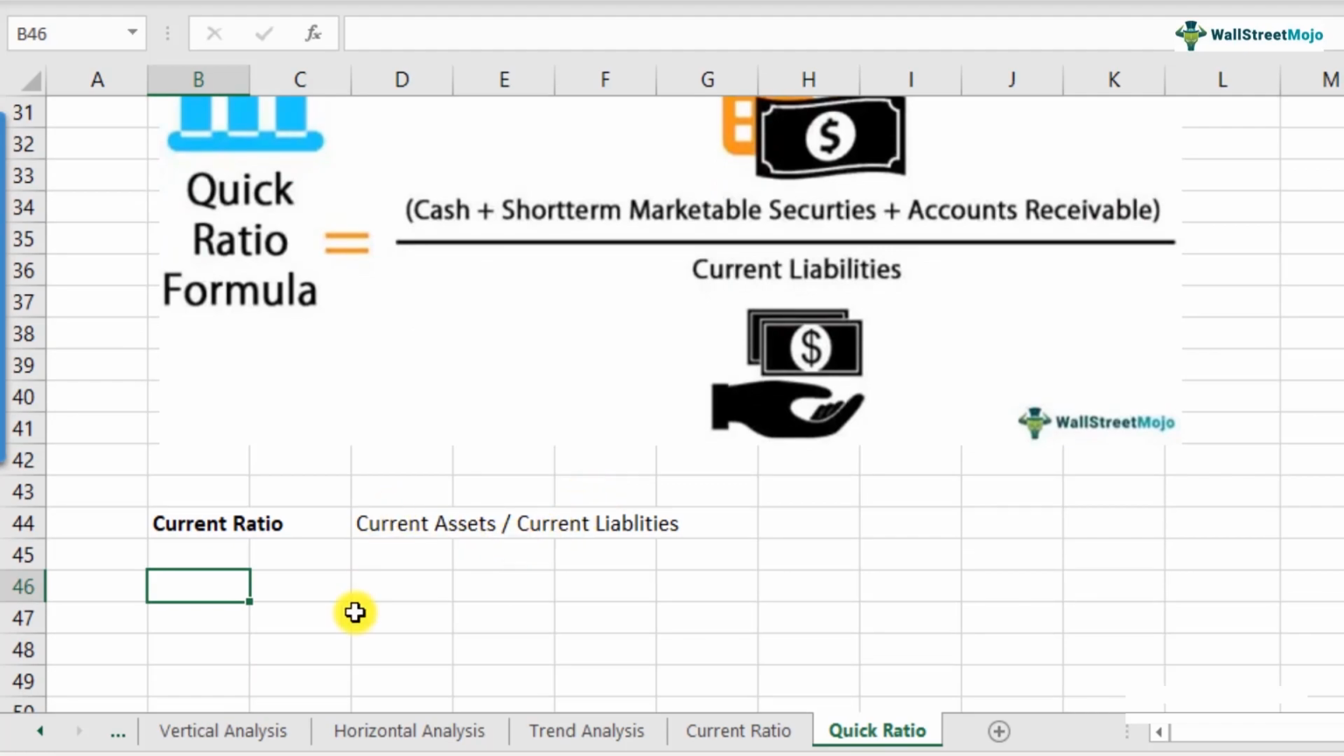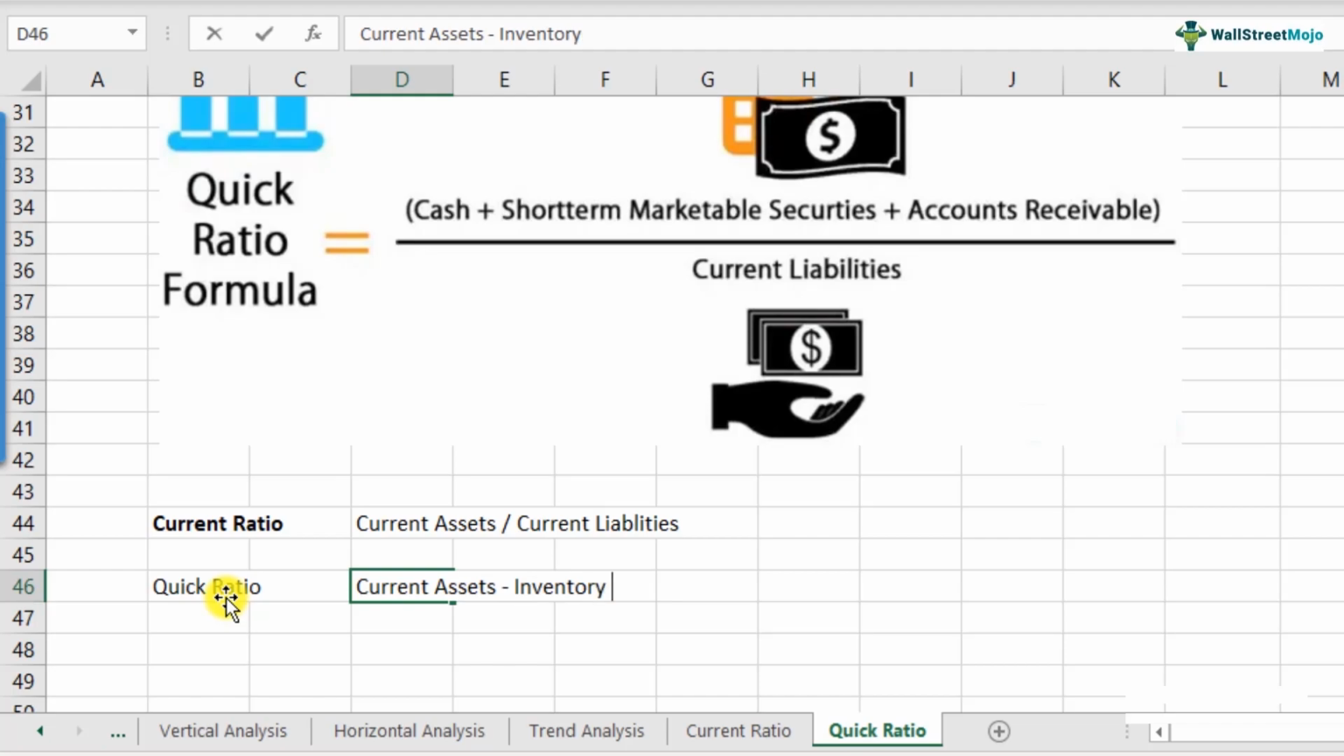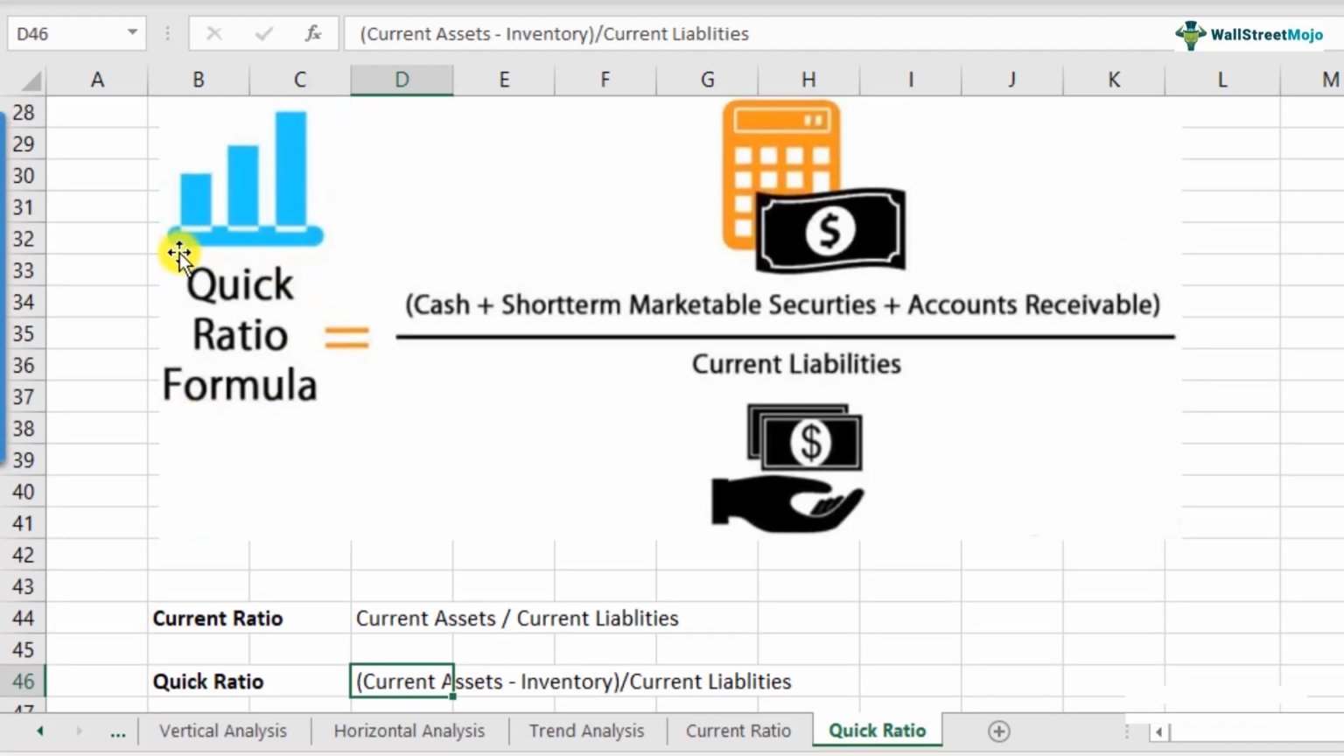The formula for quick ratio can also be written like this. Quick ratio equal to current assets minus inventory, okay, minus inventory. So we are saying that we should not include inventory and divide it by current liabilities. What is the reason why we are not including inventory in the numerator? The answer lies in the way we define this ratio. It's called quick, right?